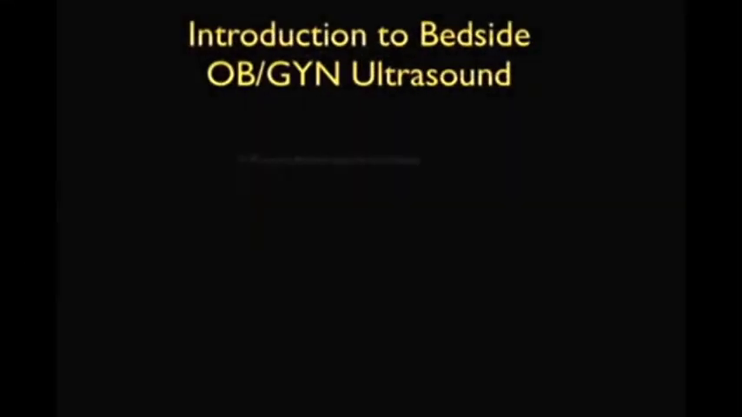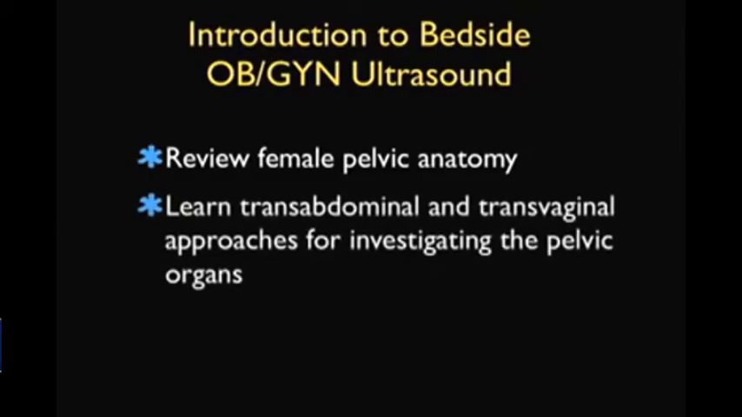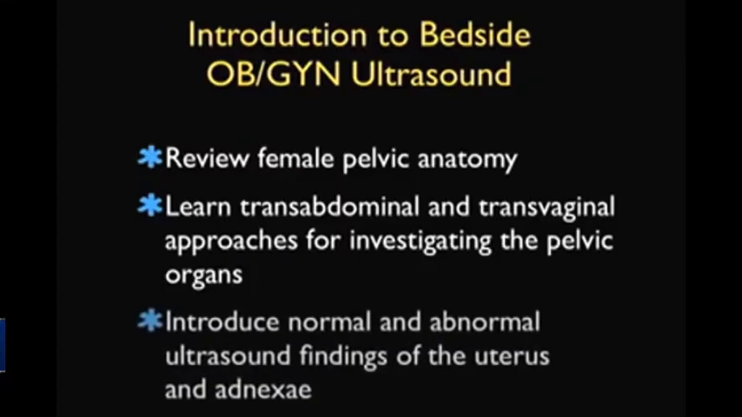This module, entitled Introduction to Bedside OBGYN Ultrasound, will focus on the bedside examination of the uterus. We'll begin by reviewing the female pelvic anatomy that's important to know to perform ultrasound of these structures in the emergency department. Then we'll move on to a discussion of both the transabdominal and transvaginal approaches for investigating the pelvic organs. Again, in this module, we'll specifically look at the uterus. We'll introduce normal and abnormal ultrasound findings of the uterus, and in Module 2, the adnexa.